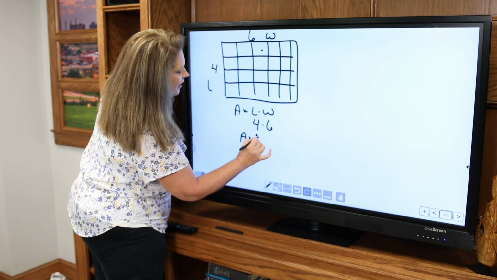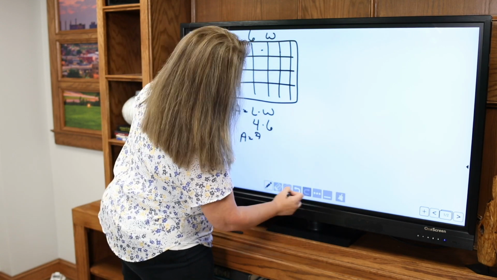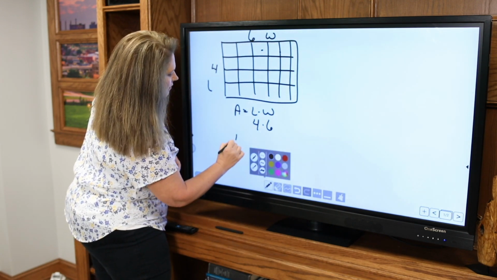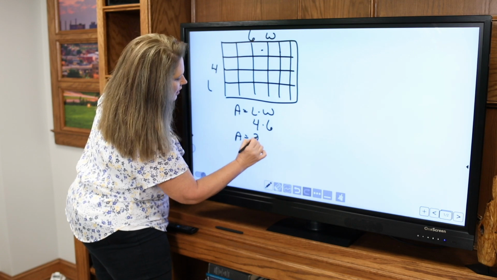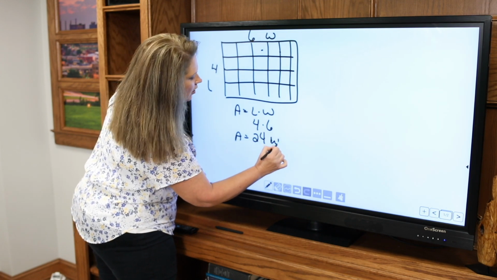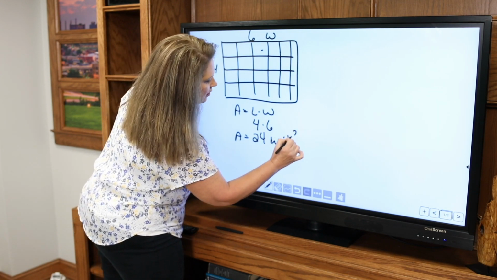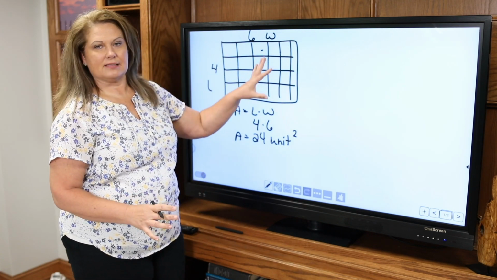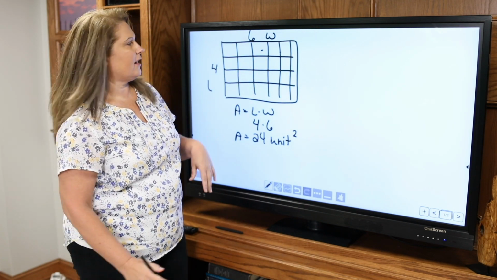So our area is 24 units squared. So it's how much space is that area going to take up.